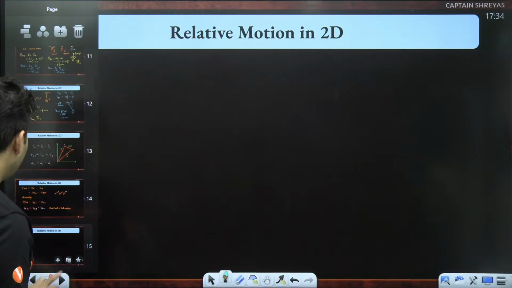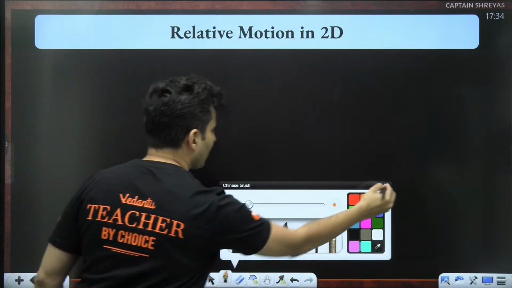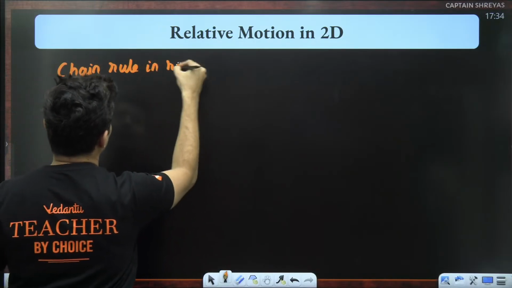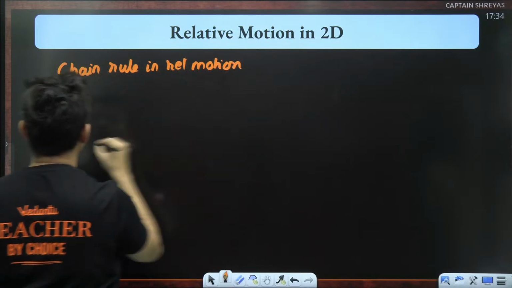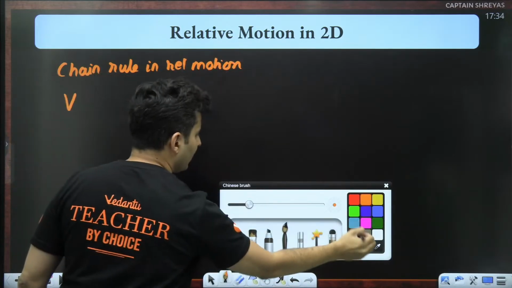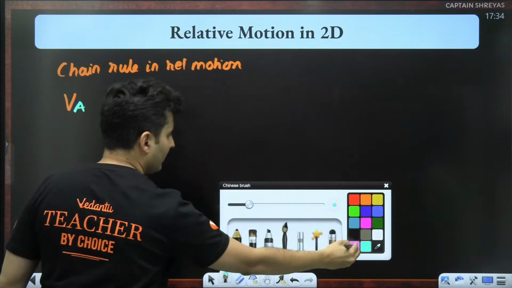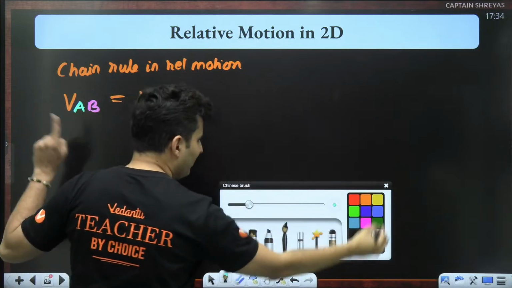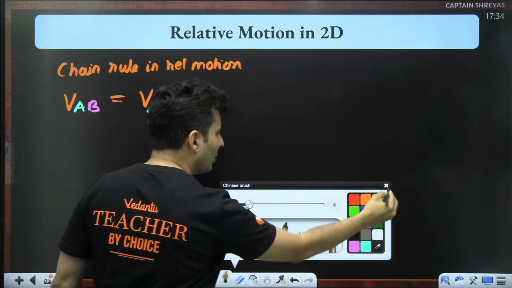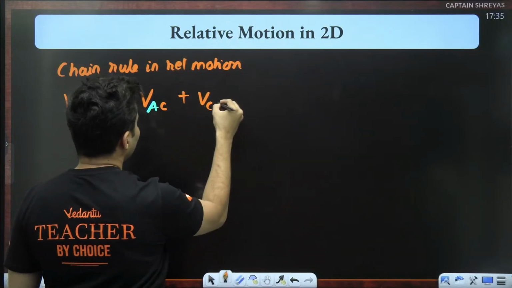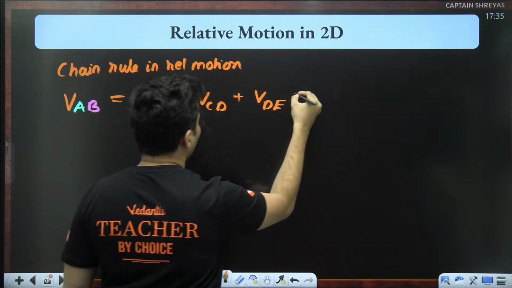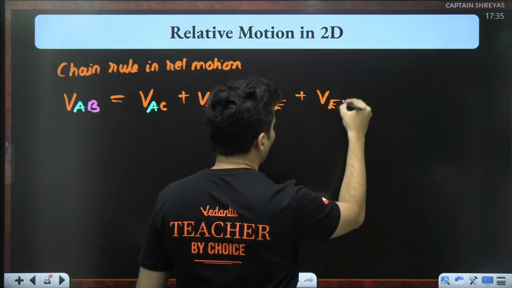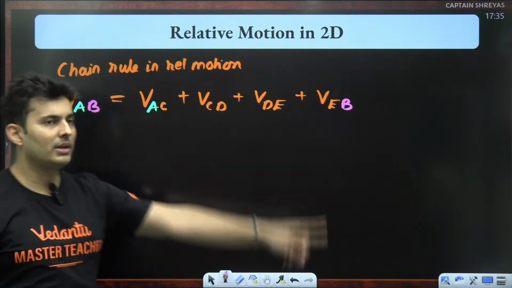Exactly. So generalizing this, I can say that our chain rule in relative motion: V_AB will be equal to V_A... If you started with A, you have to start with A. You can go to anything else. You can go to C plus V_CD plus V_DE plus whatever you want. How many ever alphabets? Let's say I got bored, I got tired, I want to end now, so I end it over here. So this is how it goes. This is the chain rule.